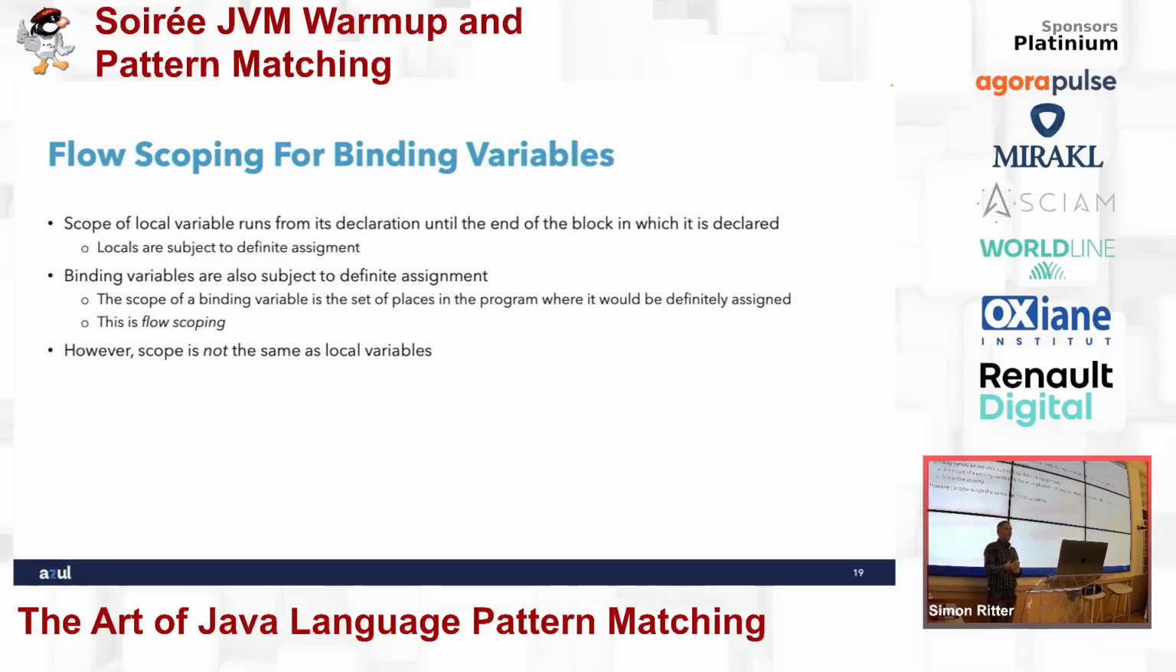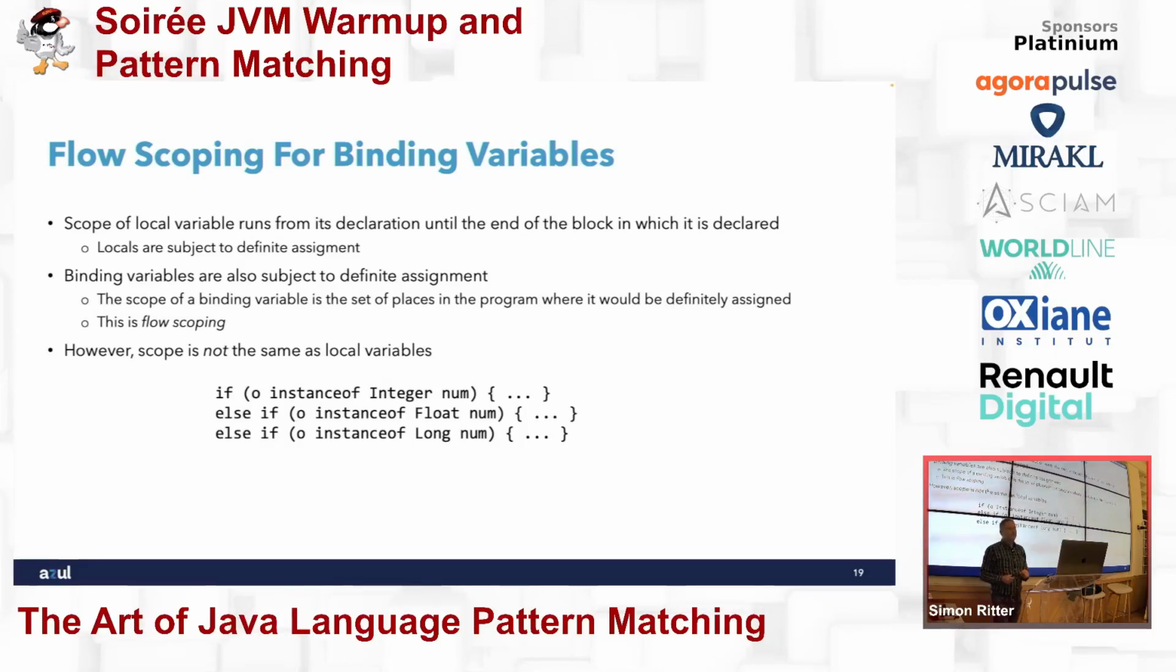Now, binding variables are also subject to definite assignment, but that actually defines their scope. So the scope of a binding variable is all the places where it would have a definite assignment. And think about the example there. If obj instanceof String, the true branch of that if statement is where that has definite assignment. So that's the scope of the s. If you invert the test, where it has definite assignment is the rest of the method in which it's being used. So this is what's called flow scoping. But it's not the same as local variables.